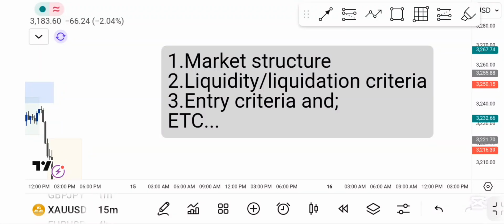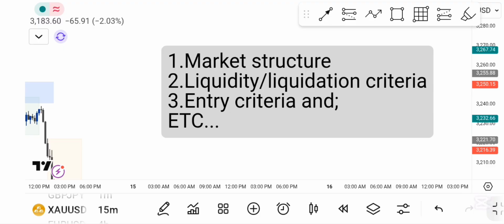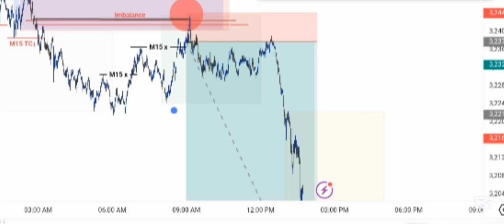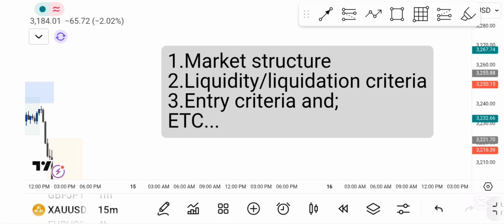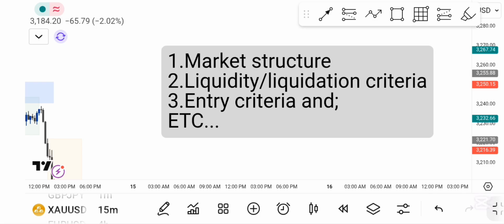Okay, so before I go into the supply and demand trading video, I just want to show you my core 3 concepts that I think you need to trade supply and demand profitably, because supply and demand on its own is pretty much useless if you don't understand these 3 things, and they are market structure, liquidity and liquidation criteria, and entry criteria. If you can master these 3 things coupled with supply and demand, then I don't see what is holding you back from profitability.